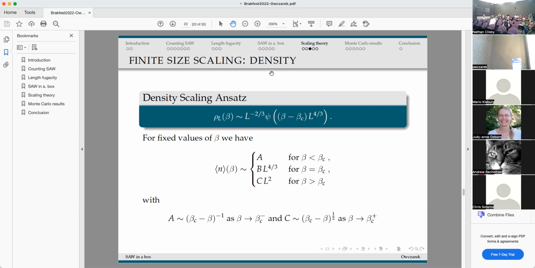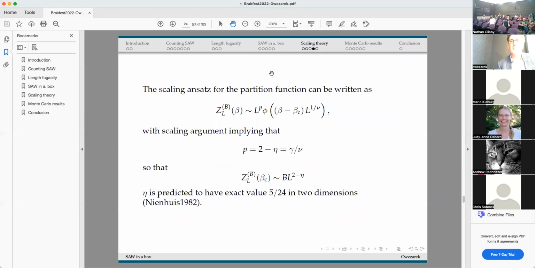And moreover, you need to have that the constants A and C behave in this way. So there's all this sort of a little world of consistency that needs to take place. And you can test any of those things numerically.